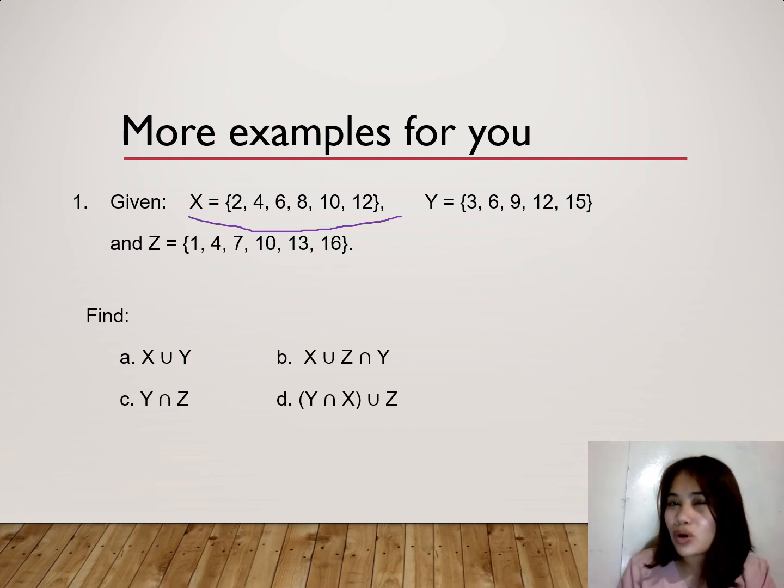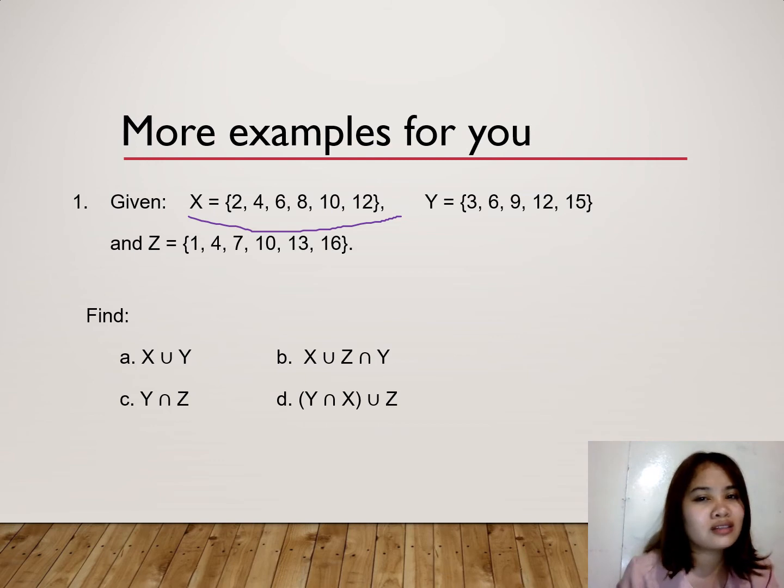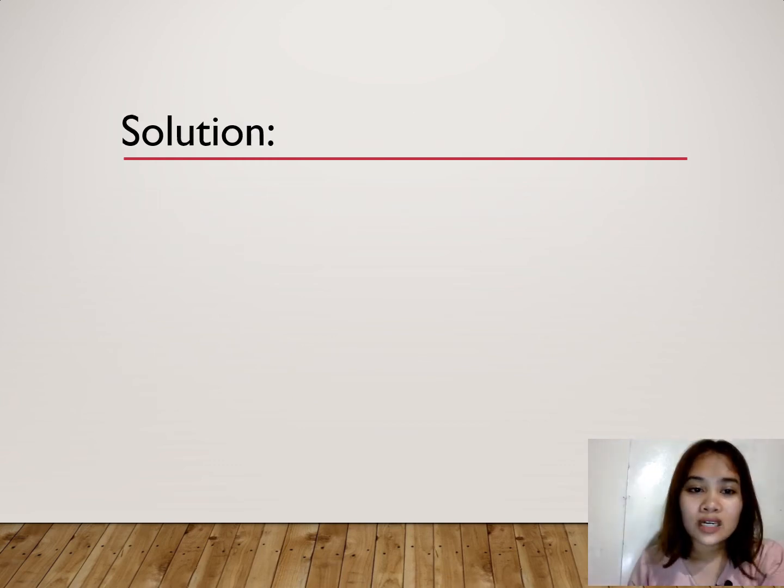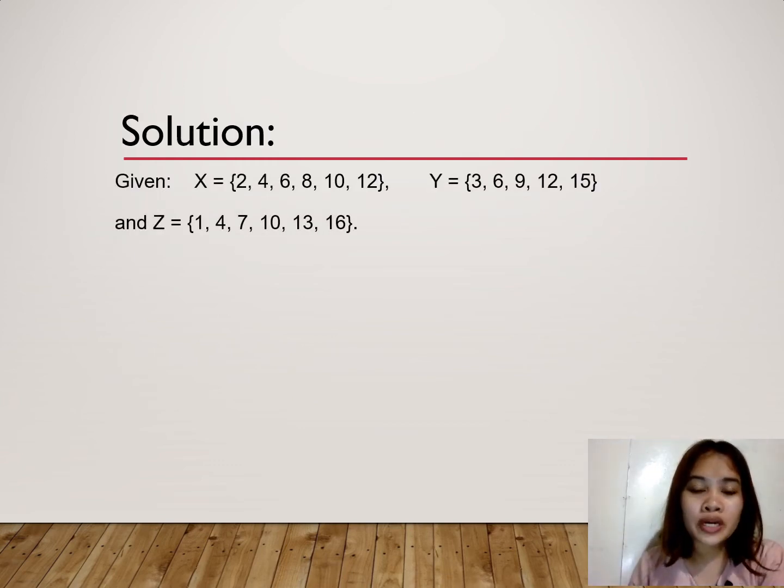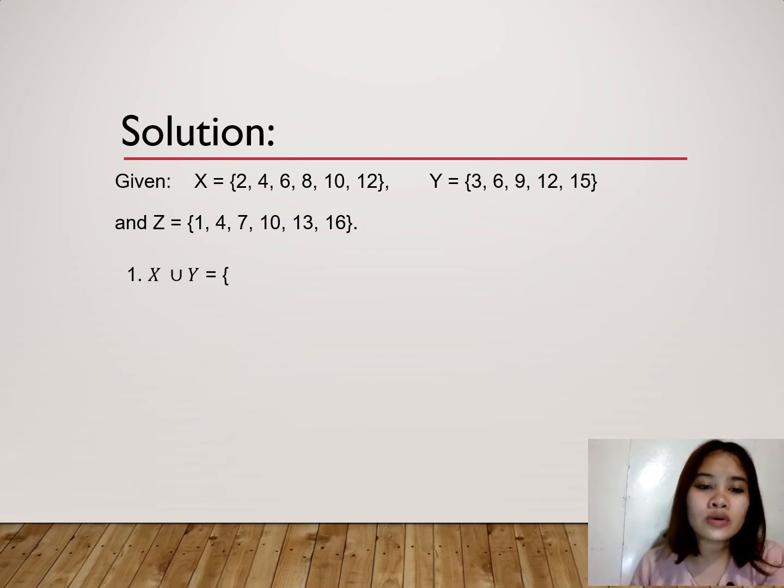A bit more complicated, but let's make it easier for you, class. I know dali ra gyud kini sa inyo. Okay, so let's answer first our letter A. Okay, so let's have our example or solution for letter A. So, unsa ganing gipangita sa letter A? So, we have X union Y.